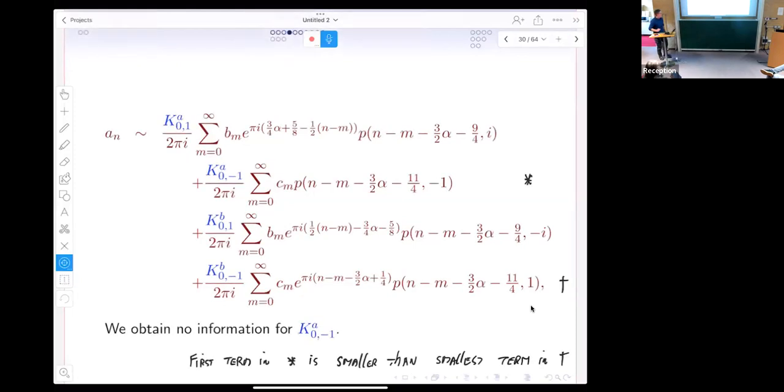And in that case, you get no information about this coefficient here, because in this expansion, the first term here is smaller than the smallest term in this expansion. So numerically, you will get no information from this or this one here, but you always can compute it if you take the optimal number of terms in the expansion. And they're still simple. The coefficients are the ones that you can compute very easily. We have very simple recursions for that. And these P functions are just parabolic cylinder functions, so they're easy to compute as well. So three of the four Stokes multipliers I can compute in this way.